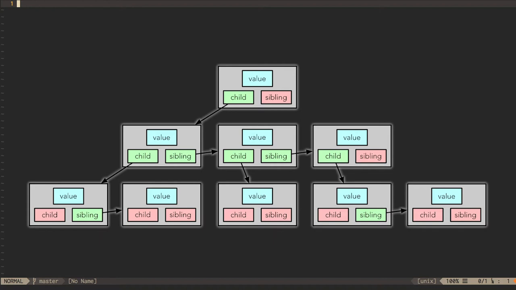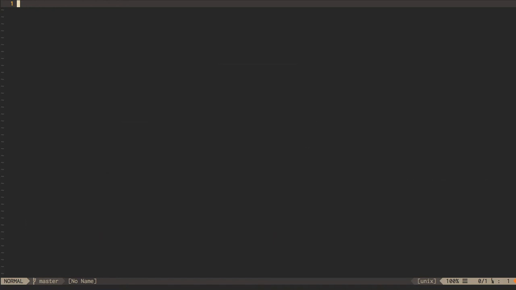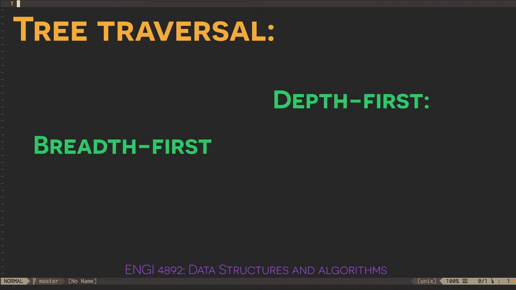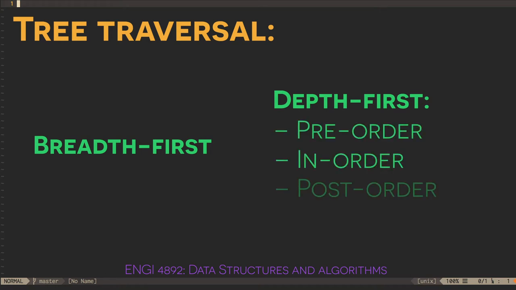However, it turns out that there are several different ways to do this. Starting from the root node, we can traverse child nodes in either a breadth-first or a depth-first fashion, and there are three depth-first traversal orders: pre-order, in-order, and post-order depth-first traversal. Let's talk about each of these strategies in turn.